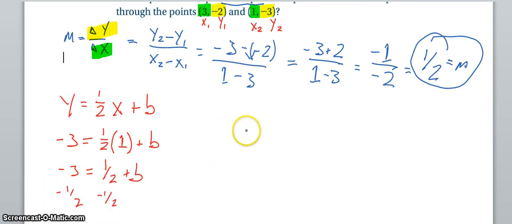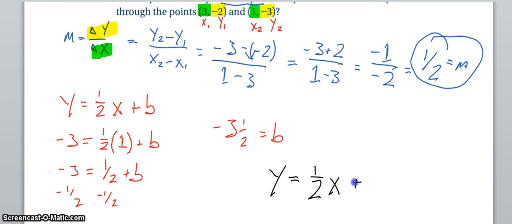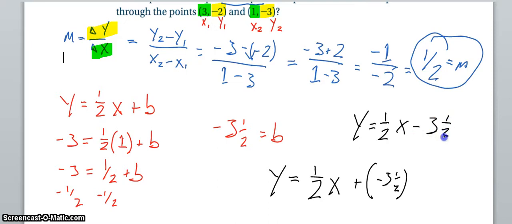So now what I see there is -3.5 is equal to b. So when I go to write that equation in the full slope-intercept form, it will be that y is equal to my original slope of 1/2 x plus the y-intercept of -3.5, which again I could rewrite as just y equals 1/2 x minus 3.5. And there you have it.